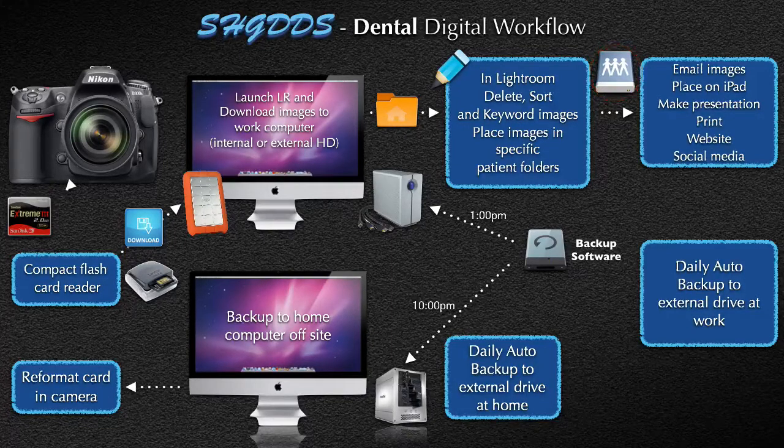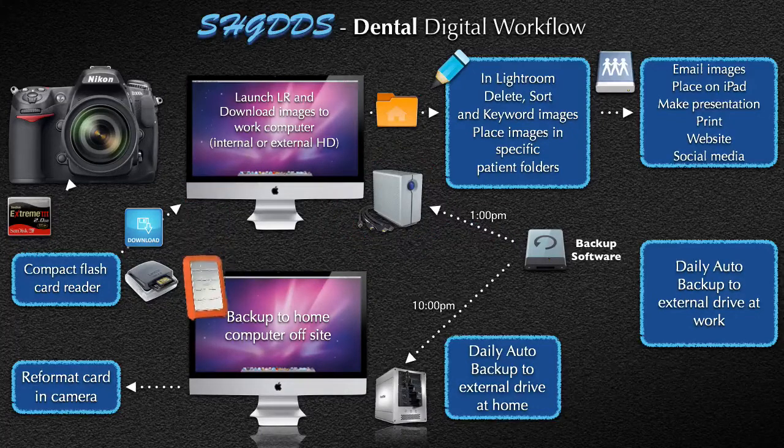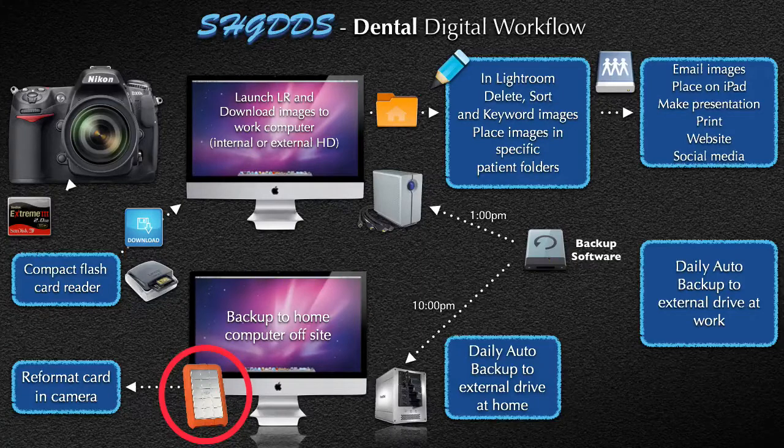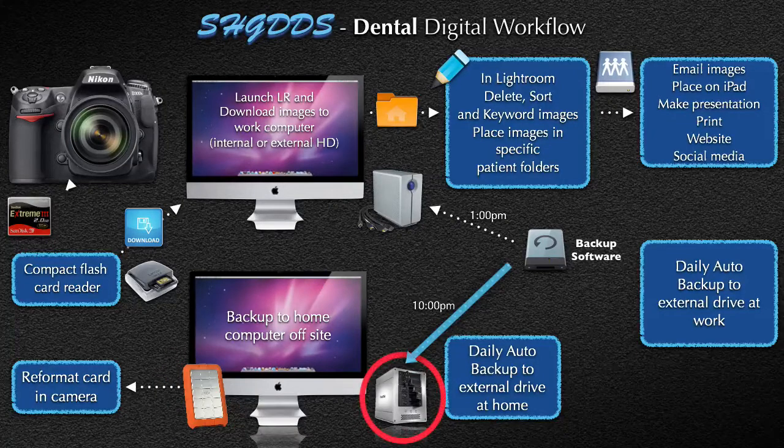But what I want you to get out of this is I'm downloading the images to an external hard drive. And then, like I said, at 1 o'clock lunchtime, the images and the Lightroom catalog are backed up to an external drive at work. Now, when I go home at the end of the day, I plug in that LaCie mobile drive into my home computer, and every night at 10 o'clock, it's backed up to another external drive at home. So I have a backup at work, a backup at home, and I have the actual data on the mobile drive. So it's in 3 discrete places.